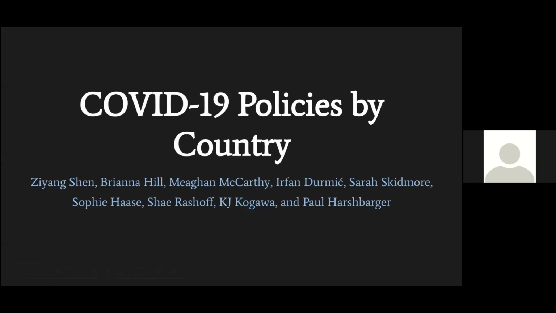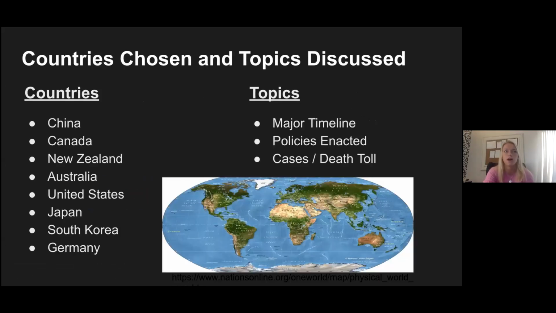And I will now turn it over to COVID-19 policies by country. So we will be bringing you through the different COVID-19 policies of various countries around the world. Just a brief overview, these are the countries that we'll be going over. We chose these because we felt they gave a nice holistic view of the different policies that were enacted and the current state of different countries.